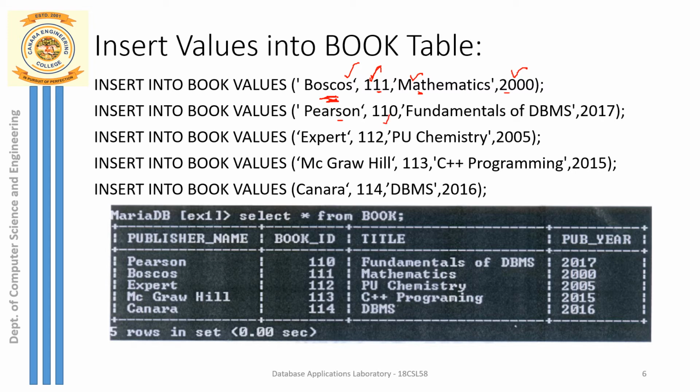You can see different values there: 111, 110, 112, 113 and 114 refer to book ID. That means this book ID is a primary key, and since the nature of the primary key is unique, all these book IDs must take different values only. You can see the publisher names are all the same publisher names that I just entered into publisher table, and these are the values of book table.